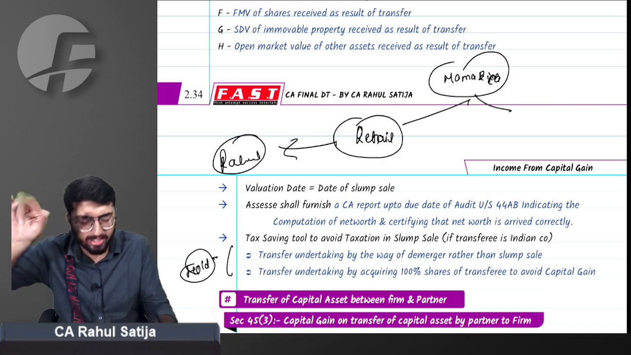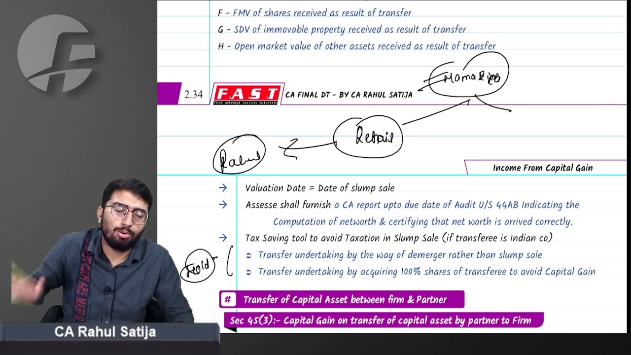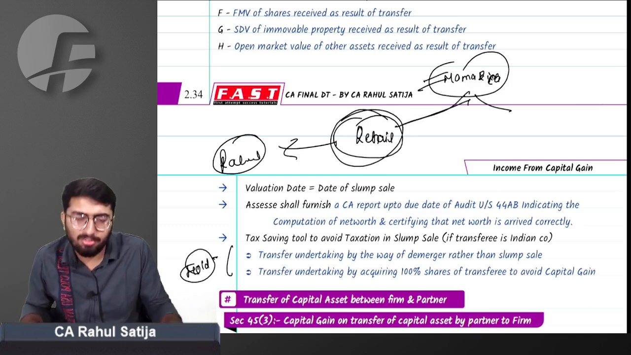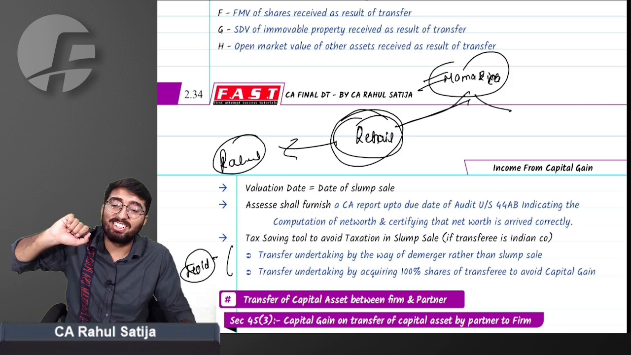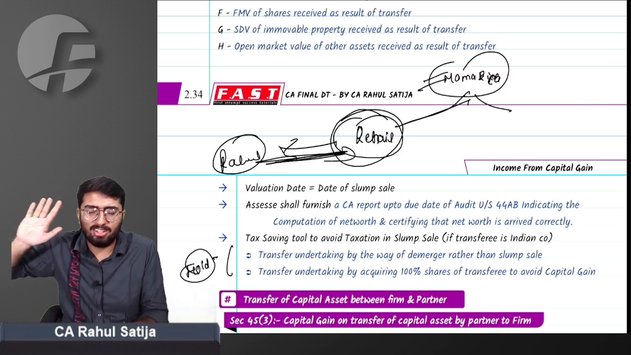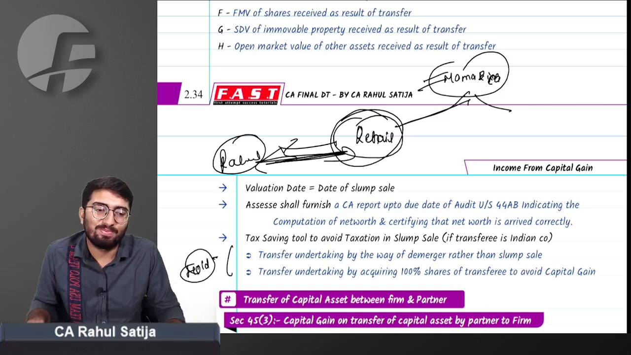Now, if they do a slump sale, capital gain will arise in the hands of Mamarika. What can it do to avoid such capital gain? It can directly do a demerger of this retail division. Demerger is an exempt transfer, and later on, this retail division can merge itself with Rahul Private Limited. It can also do so.